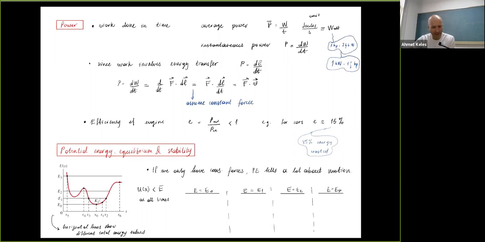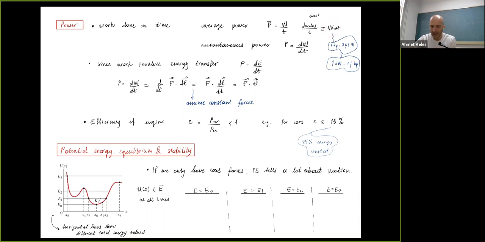Okay, so I want to define power. Power is defined as work done in time. When we talk about things in unit time, as always, we first introduce the average and then the instantaneous. So we introduced the average power like this: power is work done over total time. If you look at the unit, it's joules per second, and we call this watt.